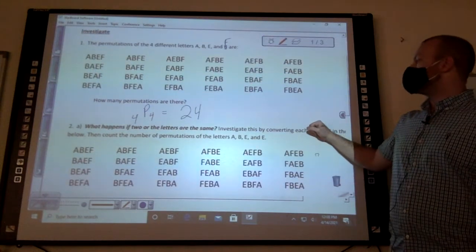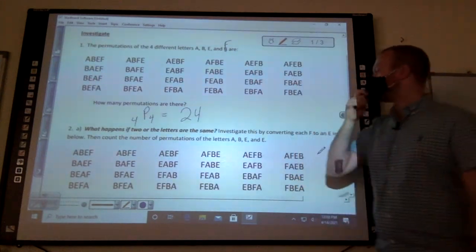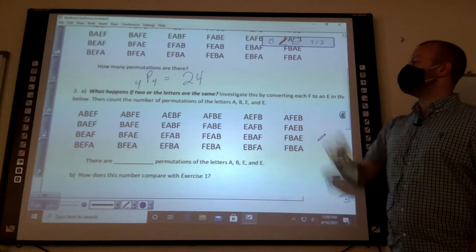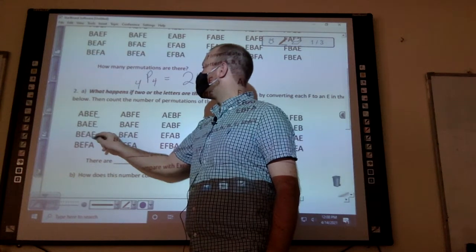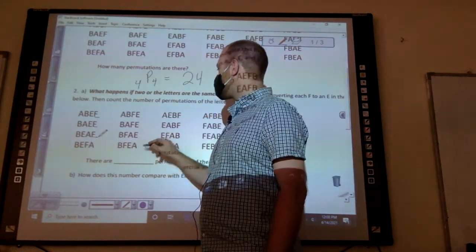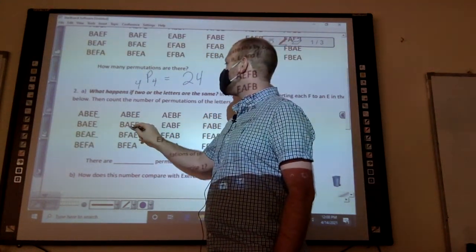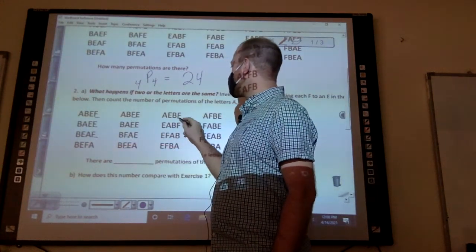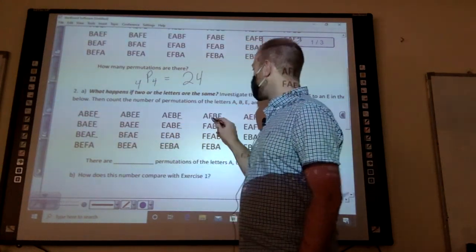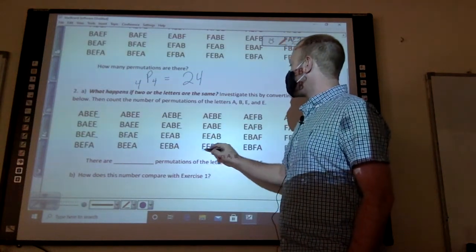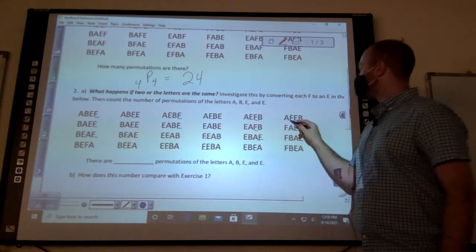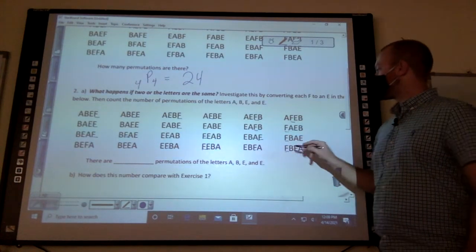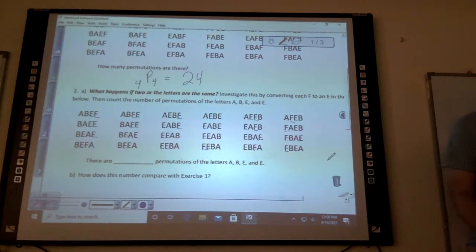So let's suppose that instead of an F, I'm now going to put an E. You go along and change every F to an E. Yes, this is going to be a tad bit tedious. You're just putting 24 lines on your page. But if you look at this, do you see any duplicates? You should, hopefully.